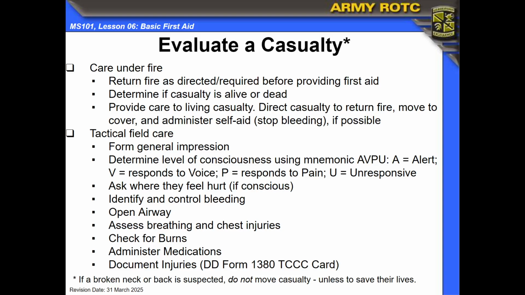So one thing you're going to hear a lot when we talk about care under fire is everything I just said, followed by play dead. Does that make sense? All right. And then, like I said, provide care to the living casualty. So then we get into the tactical field care.